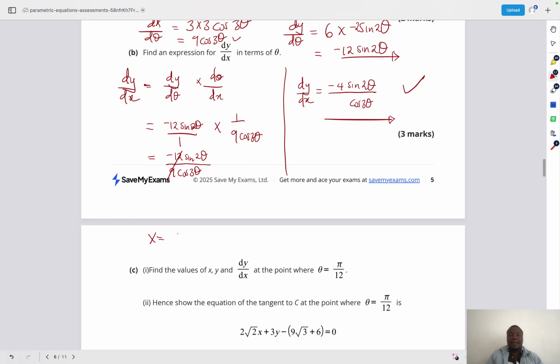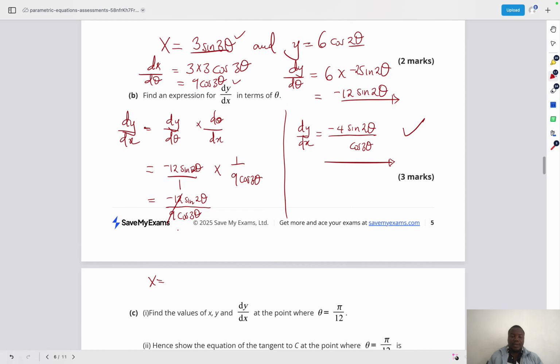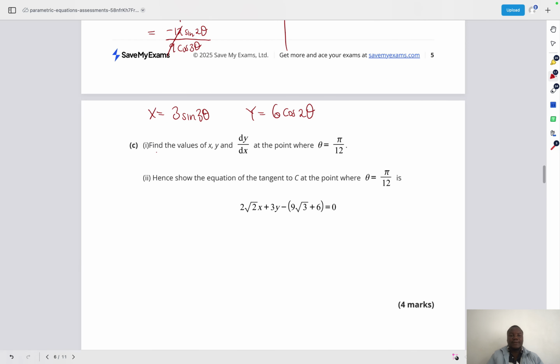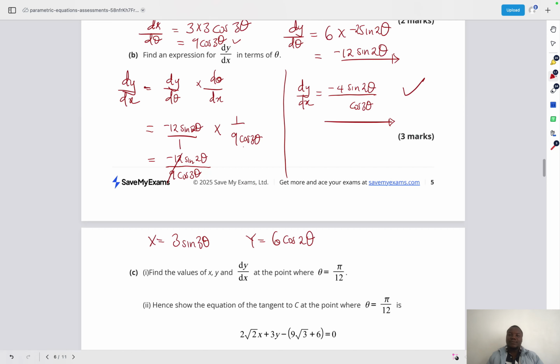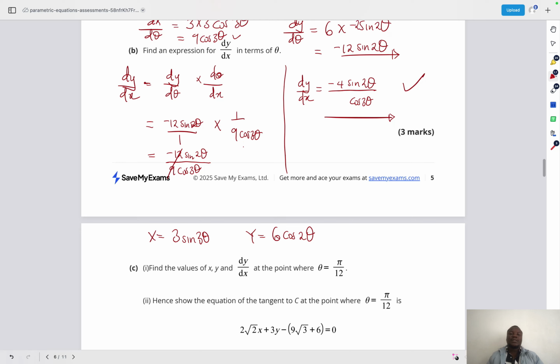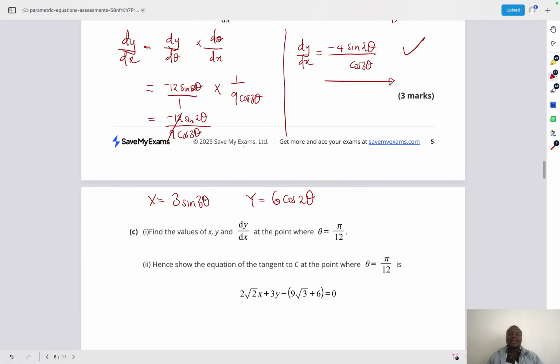X is given as 3 sin 3 theta, and then y is given as 6 cos 2 theta. So now those are the equations that we have. They want us to find the values of x and y and dy d theta. Remember that we've already found dy dx in terms of theta here. So what they want us to find are the values of x and y.